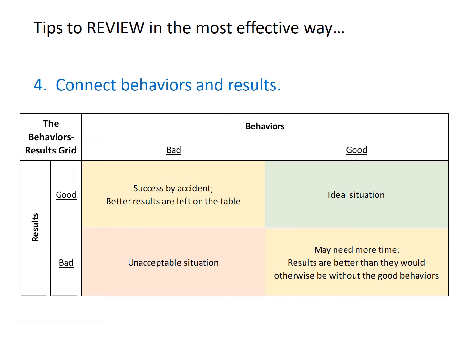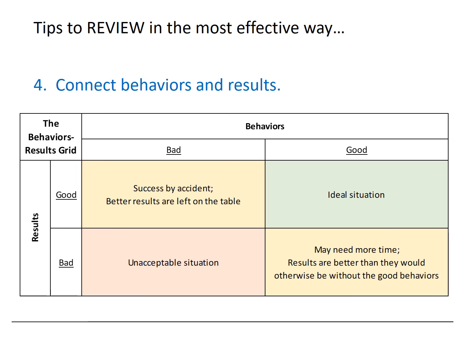In the bottom right quadrant, behaviors are good, but results are bad. This could mean one of a couple of things. The behaviors may need more time to take effect and produce good results, or the good behaviors may be offsetting some other more powerful negative impact, so the results are actually less bad than they otherwise would have been.